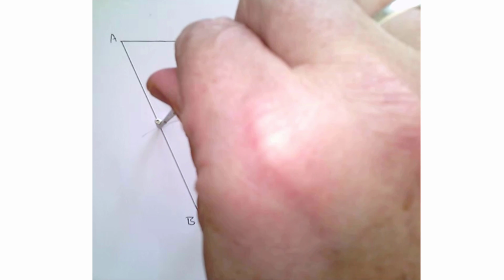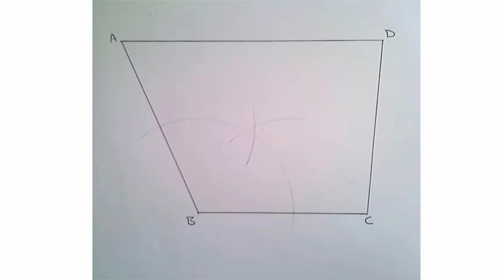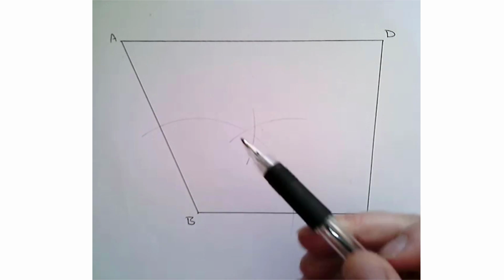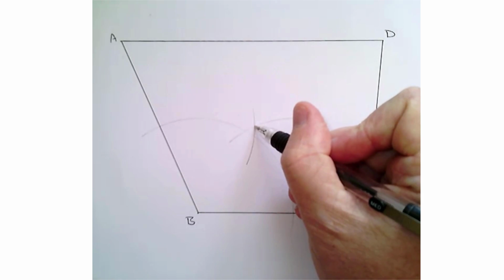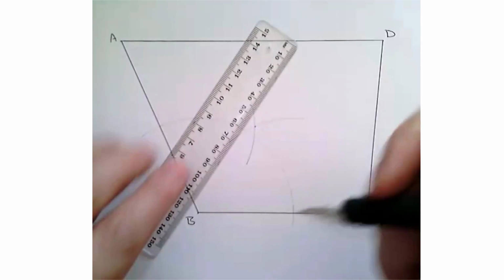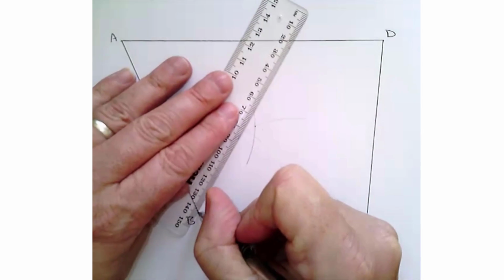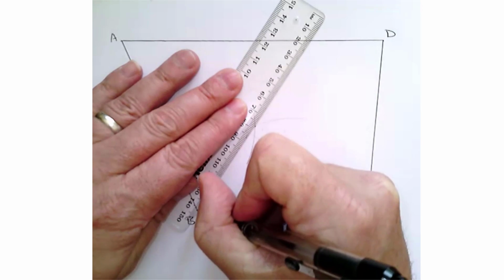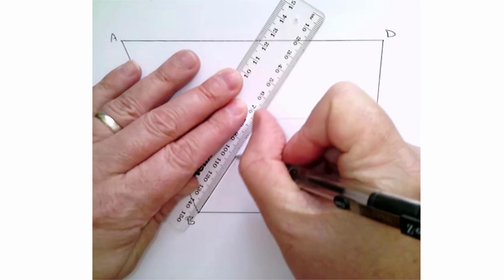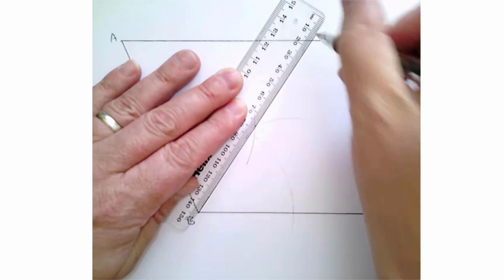Now you should find that these two arcs form a little cross. And then to form our angle bisector, we're going to join the point B through the point where the two arcs crossed. And that's going to be my angle bisector. Now I'm going to draw this all the way through the garden and out the other side. This line is going to cut my garden into two regions.